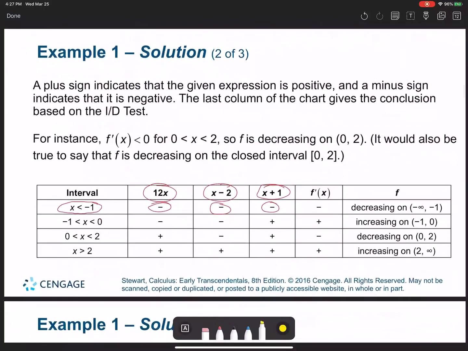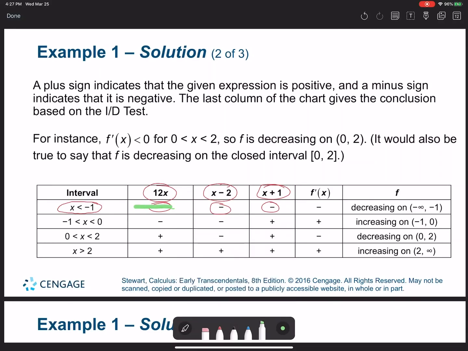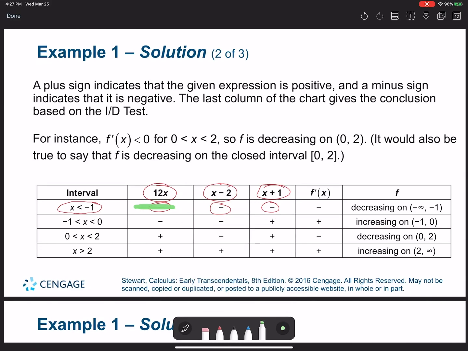You mean, what do I get when I take a negative times a negative times a negative? Well, I'm going to get a negative number.